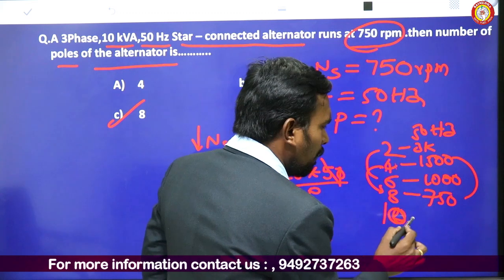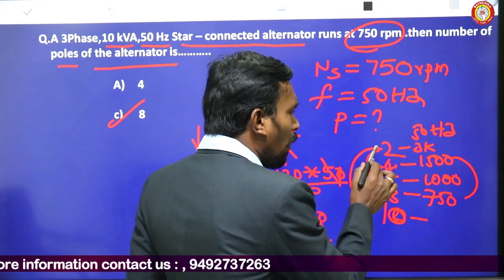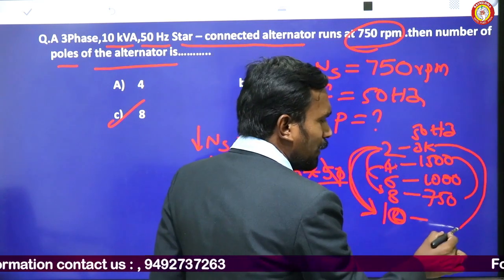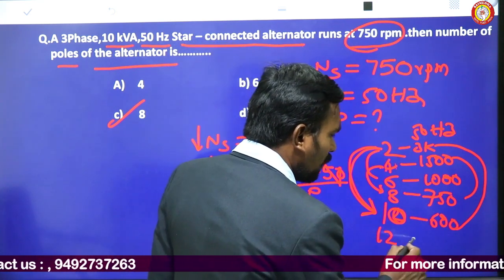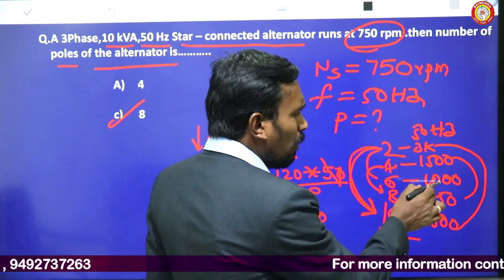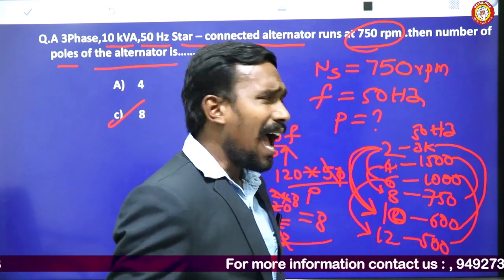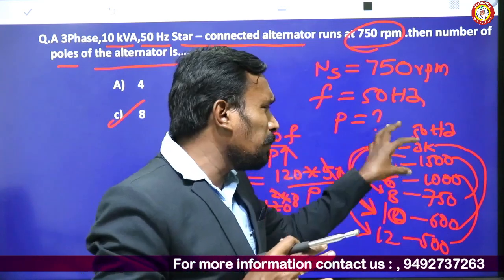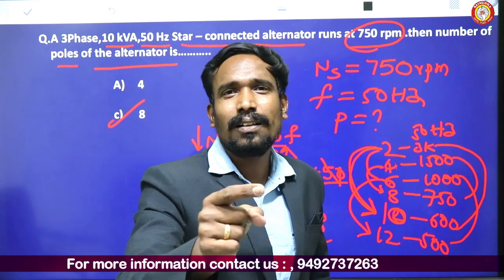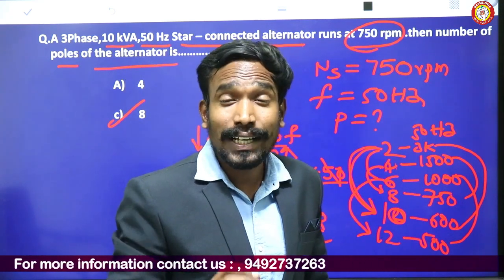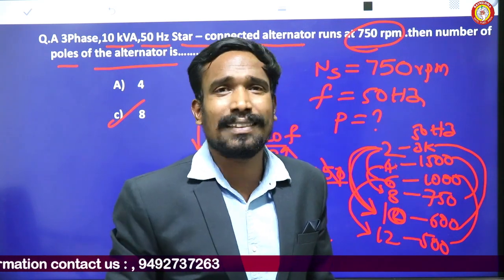For example, if you want 10 poles, the poles increase by 5 times, so the speed should reduce by 5 times, so 600 rpm. If you want 12 poles, compared to 6 poles at 1000, the poles are doubled, so the speed should be halved, so 500 rpm. Actually, you should have an idea about all these things. Don't waste time on this question. You have to do this question in 1 second. Then we can have more time to calculate other questions, to give the best answers for all the questions.